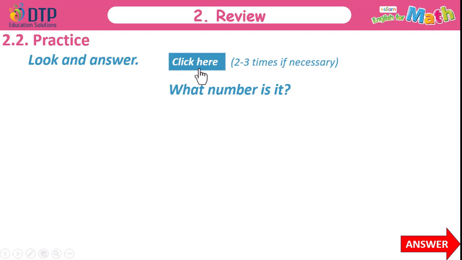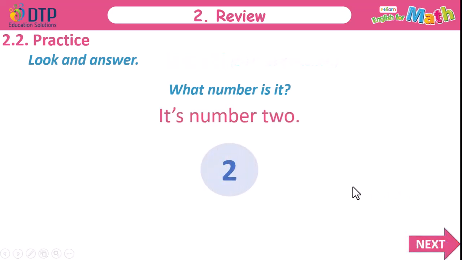The group that says the correct number the fastest will earn 1 point. In this case, it is number 2. So, click on Answer to show the correct answer. Our answer here is, "It's number 2." After they respond, have the students repeat the full sentence and correct their pronunciation and intonation if necessary.